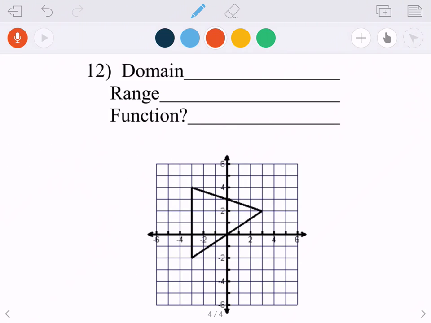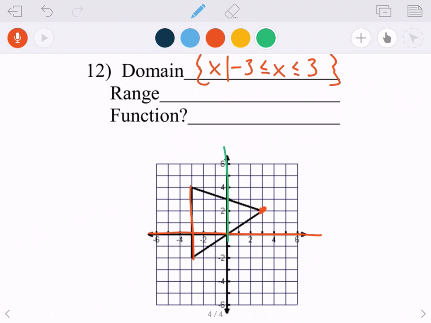Last example, I have a triangle. So first, let's look at the domain, which is my x-axis. So the furthest left points are anything on that line there, and that is at x equals -3. So x has to be greater than or equal to -3. And the furthest right point is right there. So the greatest point is going to be x equals 3. So x has to be less than or equal to +3.